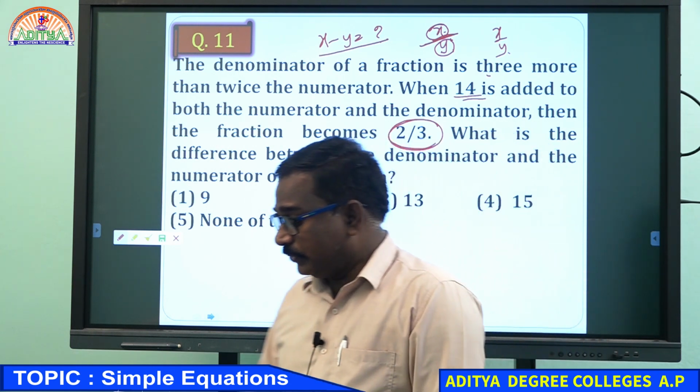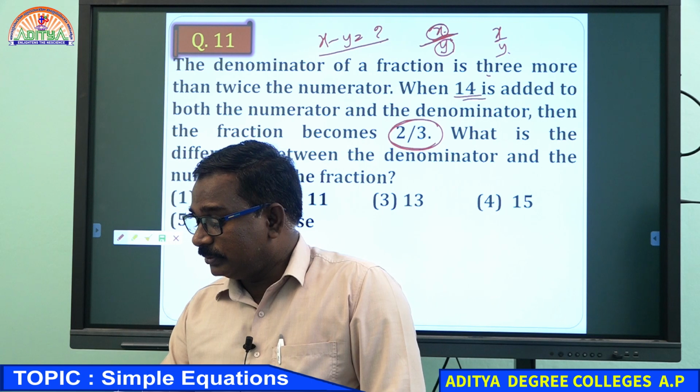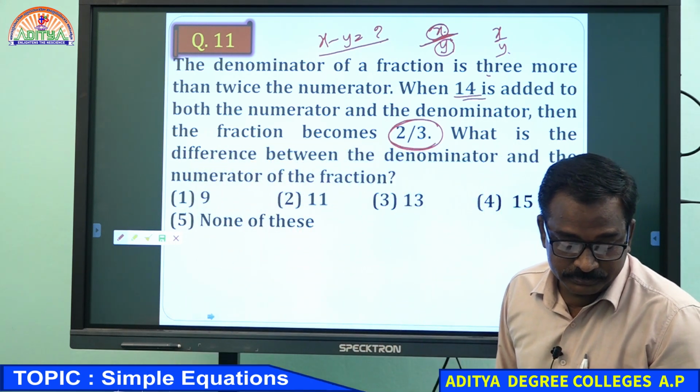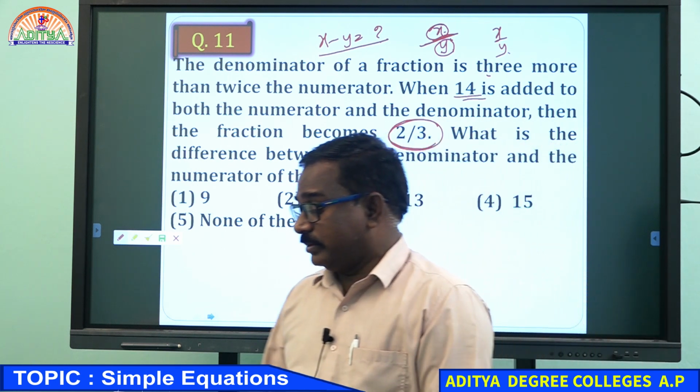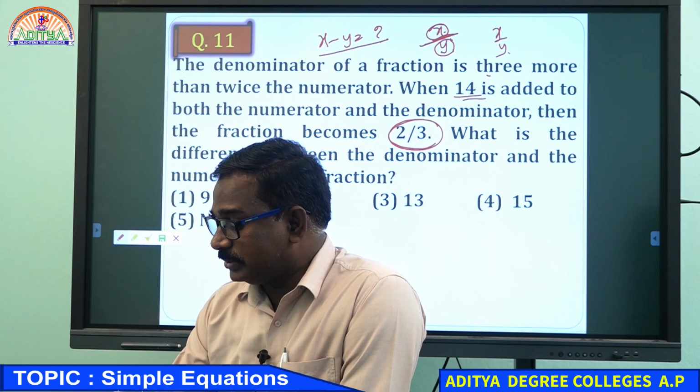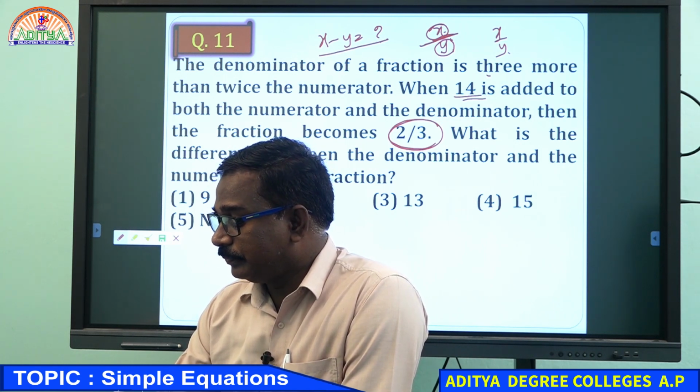Just any one of you? Did you get the answer here? Somebody written 12. Somebody written 12. I think calculation mistake. Bhargavi written 12, calculation mistake I think, right?